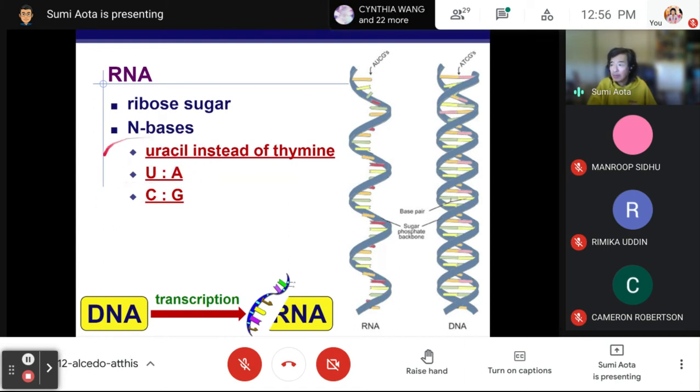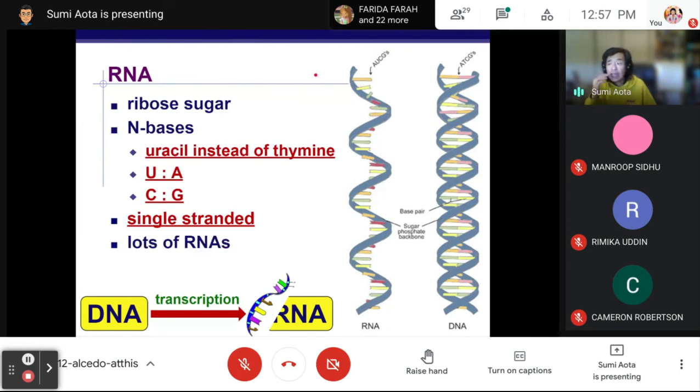People screw up all the time. They keep putting T's instead of U's when we're talking about RNA. So please keep that in mind. RNA is single-stranded, which is why it mutates more easily and is less stable. With DNA, you can double check. With RNA, you can't.